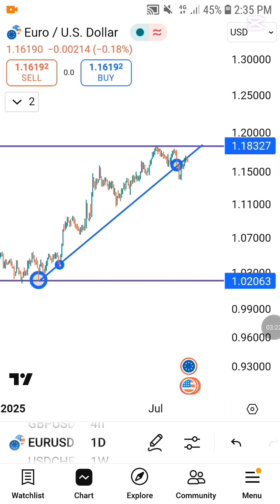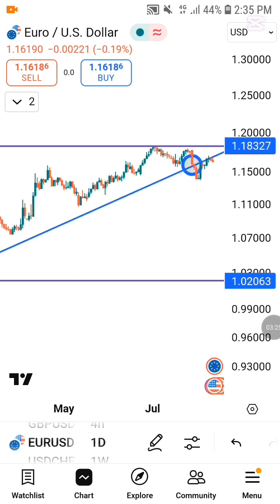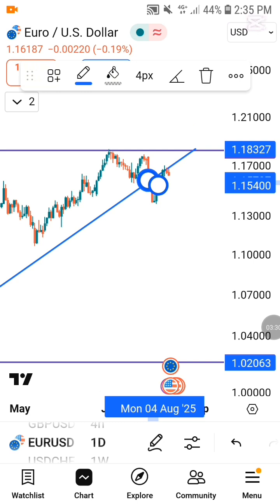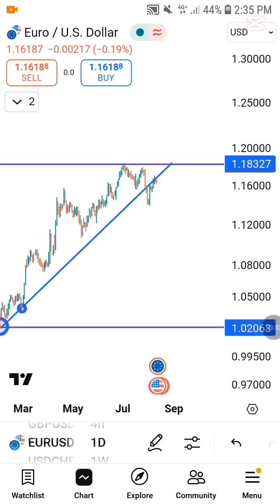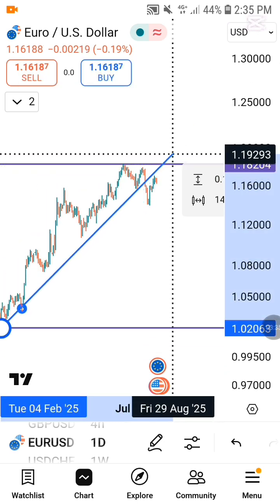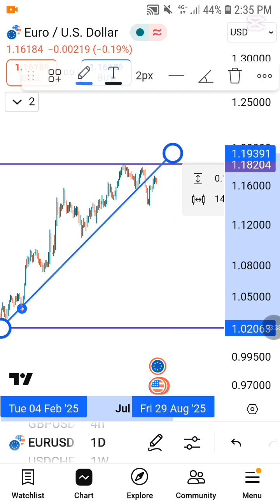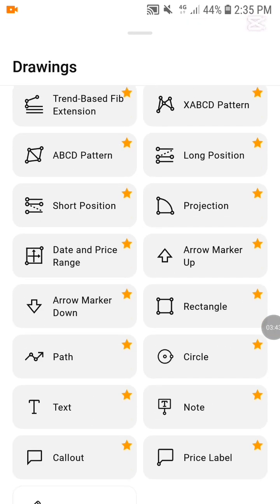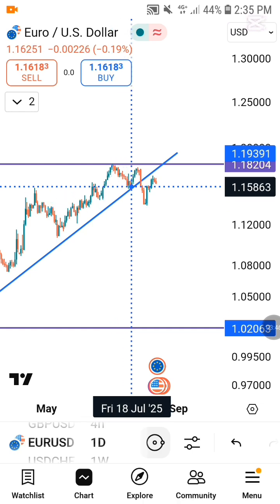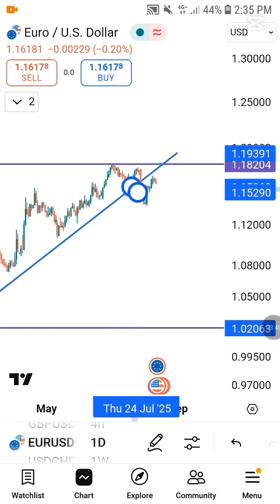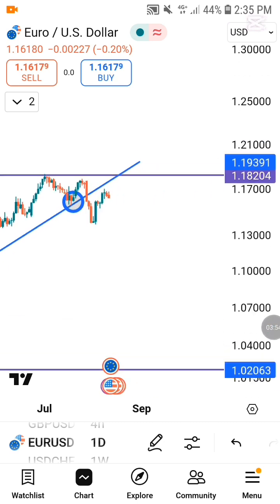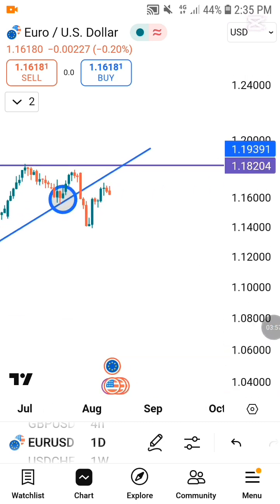So let's zoom the chart and see what happened at the premium side here. Yep, so we have the third touch around this place. Let's zoom and see what happened at the premium side there. We see at the premium side here that the market has already broken the trend line.